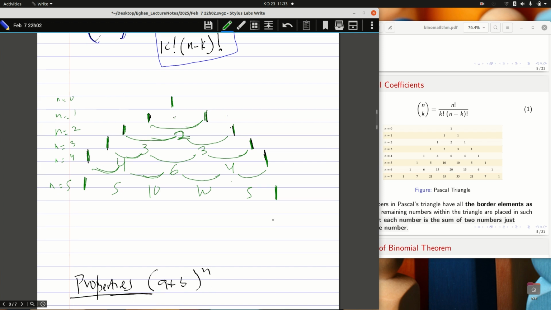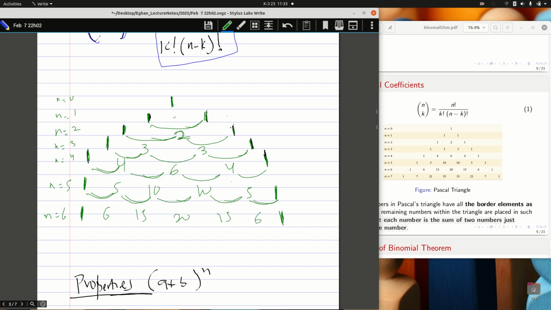When n is 6, I have my border 1. 5 plus 1, 6. 6 plus 10, 15. 10 plus 10, 20. 10 plus 5, 15. 5 plus 1 is 6, and then the border 1. Let me take the last term.